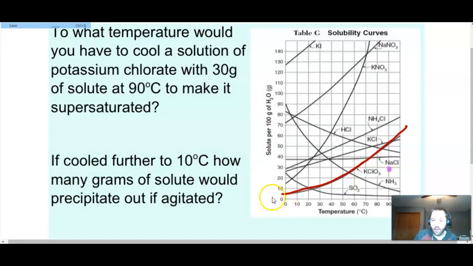So right now we have an unsaturated solution. And it says, to what temperature would we have to cool it to make it supersaturated? So I'm just going to follow down to here. Oh, that's going to be our saturation point. So anything lower is going to be supersaturated. So we look at that, that looks to be about 65 degrees. So I would just say 65 degrees or lower.